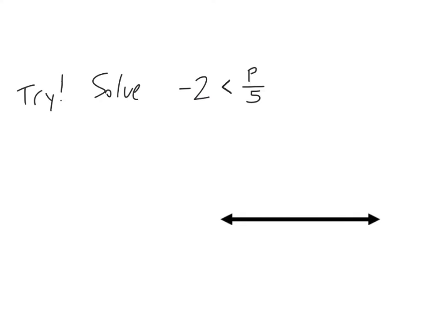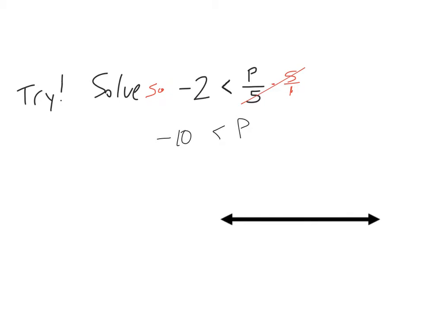Again, we've got to get the variable by itself. It's currently being divided by 5. How do you get rid of division? We multiply. On this side, multiply by 5 over 1 if we want. It cancels there, and then multiply this side by 5. And 5 times negative 2, what is that? That's going to be negative 10 is less than p.